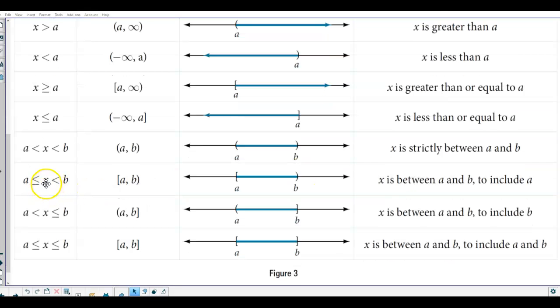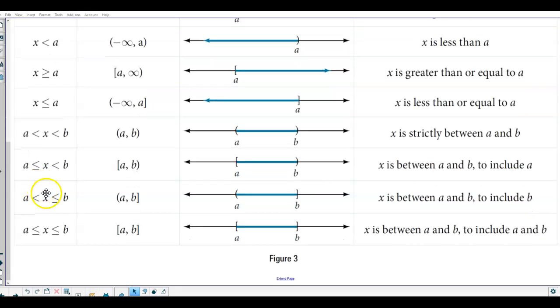Next we have x is greater than or equal to a, and it's less than b. So we have a bracket because we're including the value of a, comma, b with a parenthesis, and there's the graph, and it's saying that x is between a and b, but to include a because of the greater than or equal to. Next we have x is greater than a, but less than or equal to b. So we have a parenthesis at a and a bracket at b. So that means we're excluding a, but we're including b. So x is between a and b to include b.